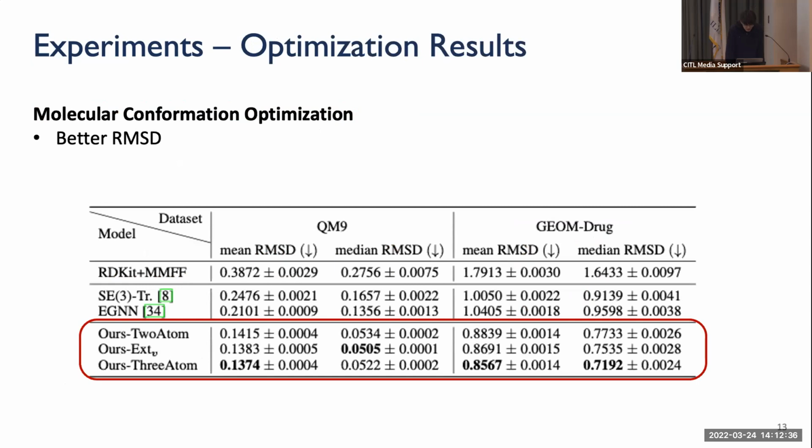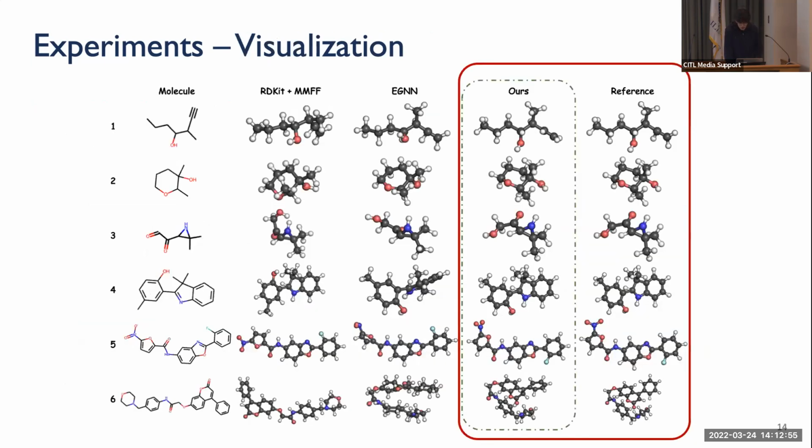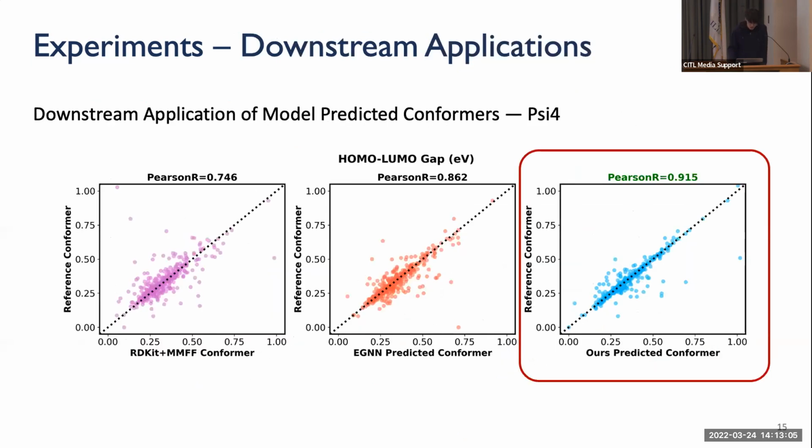And for the first setting, we can see that our different variants of our models can achieve a better RMSD compared to SE3 transformer and the EN equivariant graph neural network. And from the visualization results, we can also see that our model can generate more realistic conformations compared to other baselines. And we also prove that our predicted conformers can be helpful for downstream applications.